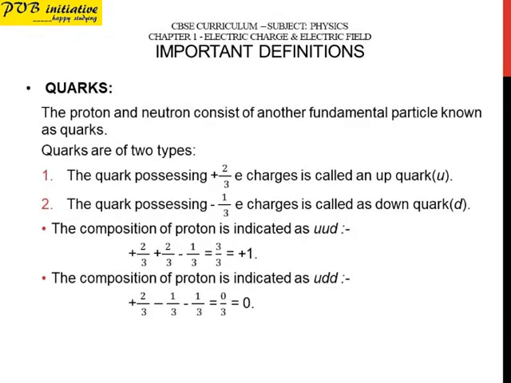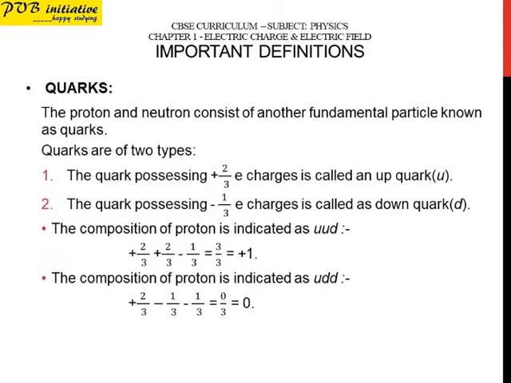Next slide. What are quarks? The proton and neutron consist of another fundamental particle known as quarks. Quarks are of two types. First, the quark possessing plus 2/3 e charge is called an up quark, u. Second, the quark possessing minus 1/3 e charge is called a down quark, d.